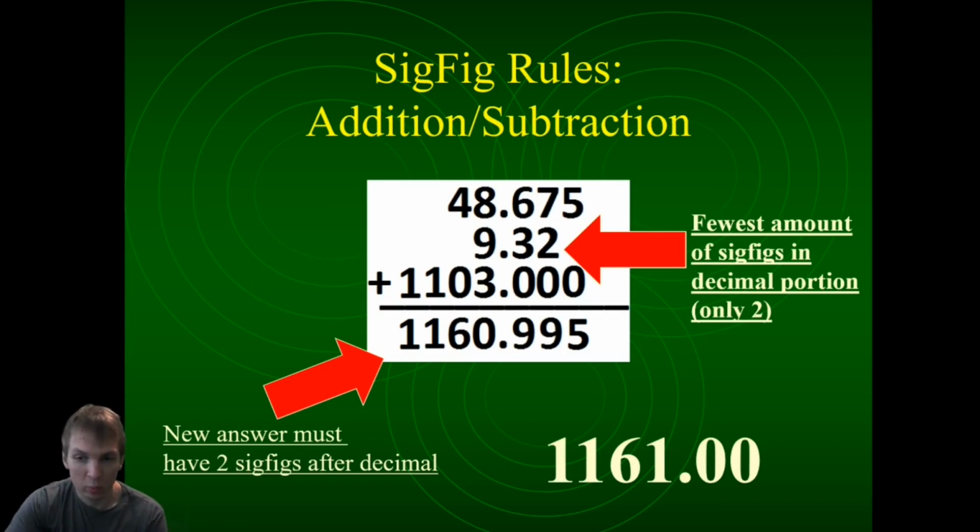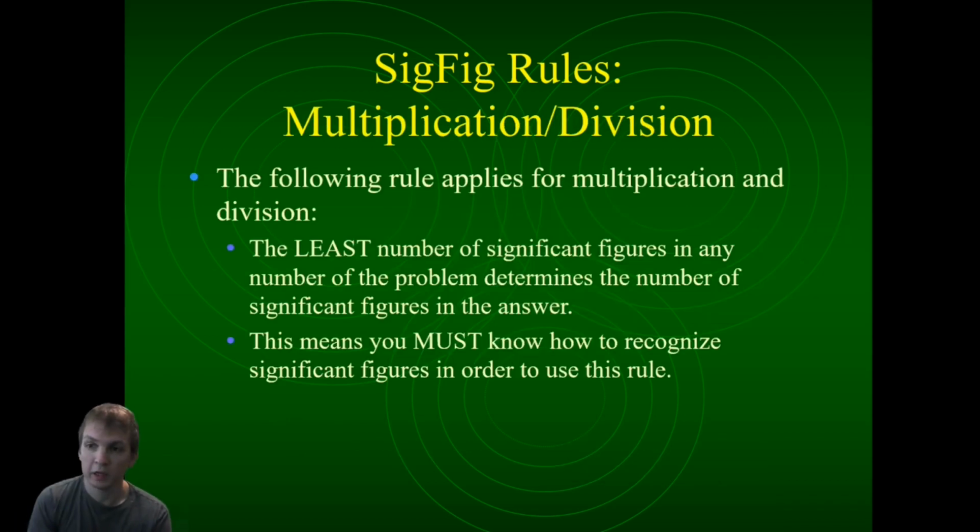Subtraction works the exact same way as adding, except you're subtracting. You're using the exact same rules in terms of applying the correct sig figs to the final answer. All right? Now, when it comes to multiplication and division, it's pretty similar to addition and subtraction, but here are the rules that apply for multiplication and division.